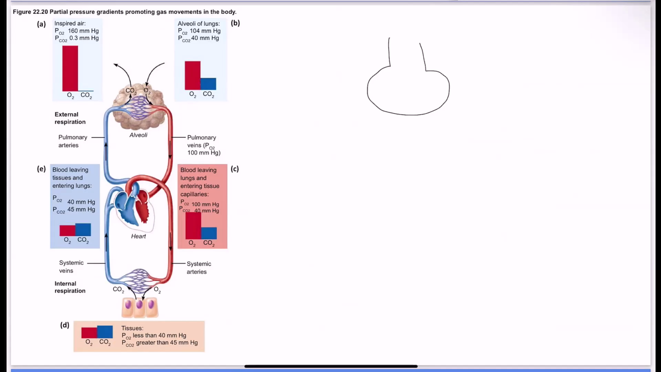There's my alveolus. Here's my blood vessel. So the flow of blood is going this way, just so we can track. On this side of my picture, this is deoxygenated blood. On this side of my picture is oxygenated blood.